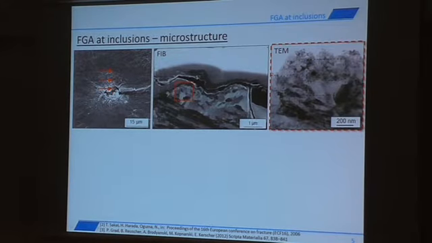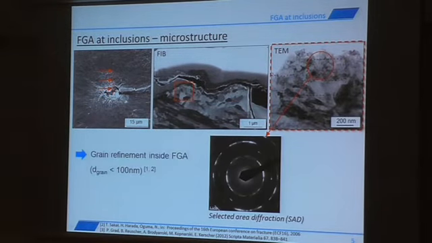If we now take a closer look at the microstructure inside this fine granular area, we performed cross-section cuts with focused ion beam milling. You can see it here. Here's the very rough fracture surface in the FGA. And if we now take a closer look by transmission electron microscopy, and there with selected area diffraction, we can see, because of the ring-like structure, we have a polycrystalline structure along the fracture surface with a strong grain refinement along the fracture surface with grains much smaller than 100 nanometers.